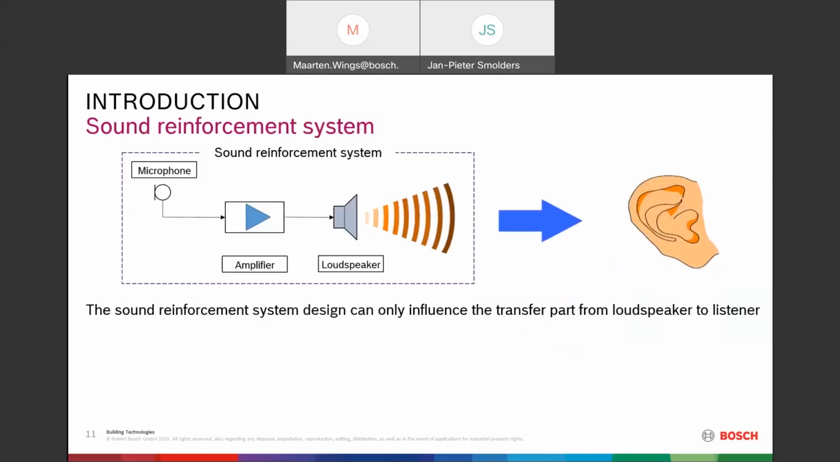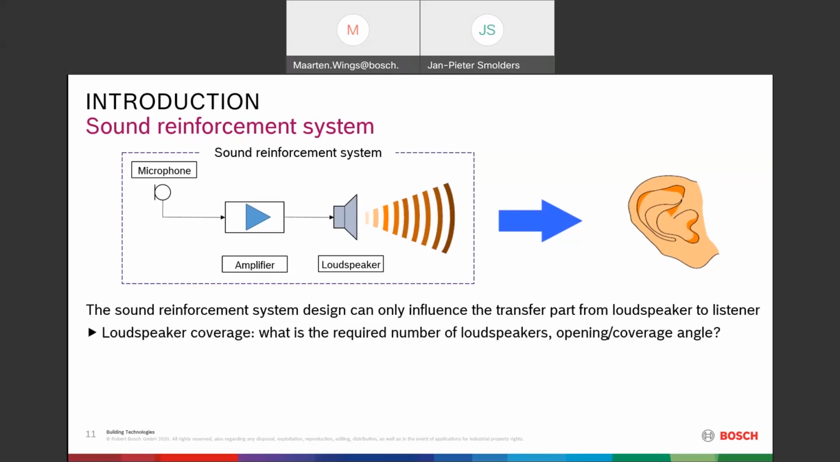If we look at the sound reinforcement system, the only thing that a sound reinforcement system can have influence on is the transfer part from the loudspeaker to the human ear, to the people who are listening. That's the only thing it can do. So what is important then to know is the coverage of a loudspeaker.